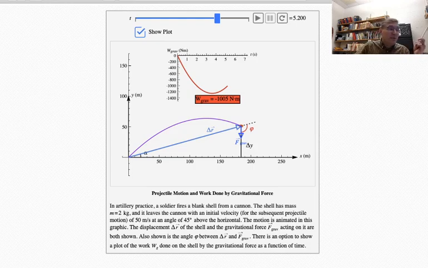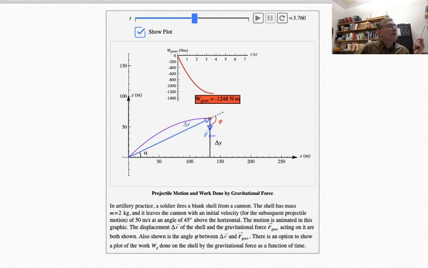Of course, the value of the W grav depends on when you decide to look. Maybe you'd ask, what's W grav between the starting point and the high point? Then you'd have to use the delta y between the starting point and the high point and calculate the W grav. The graph shows you that it's about negative 1250 Newton times meter. Note negative, because the delta y is positive, but there's a negative sign out front in W grav.